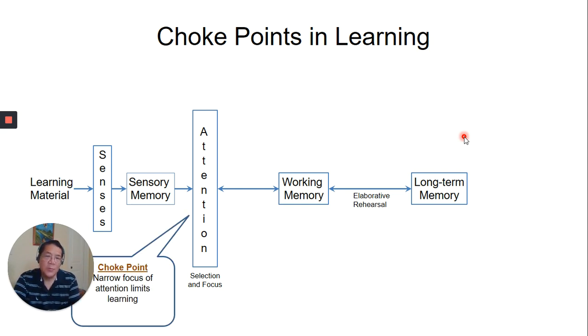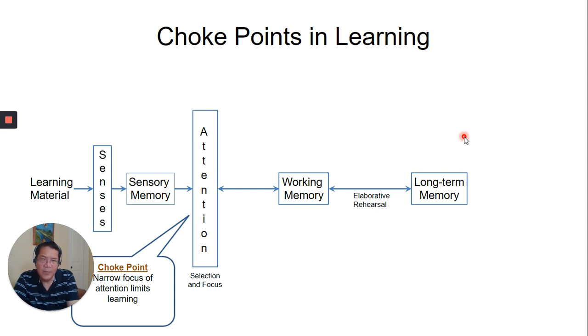The first 2 choke points actually have to do with attention. Each one has to do with one of the 2 aspects of attention. So the first choke point we're going to talk about is that narrow focus of attention that limits learning. As I mentioned before, attention selects certain information for further processing. The metaphor that's often used for attention is like it's a small light in a dark room.